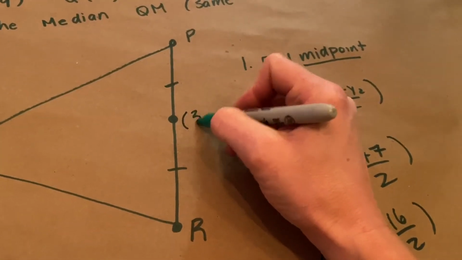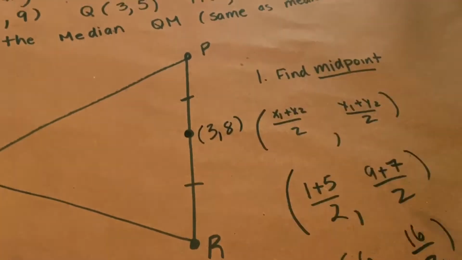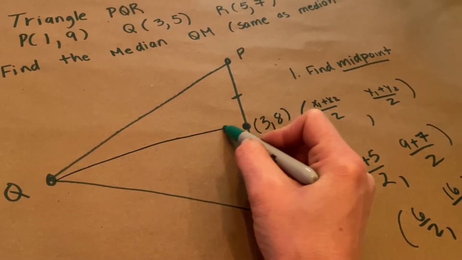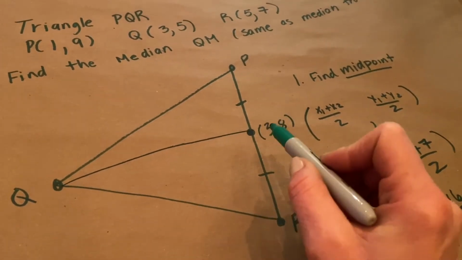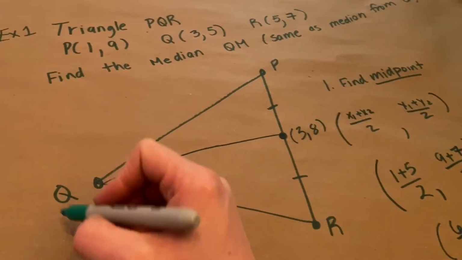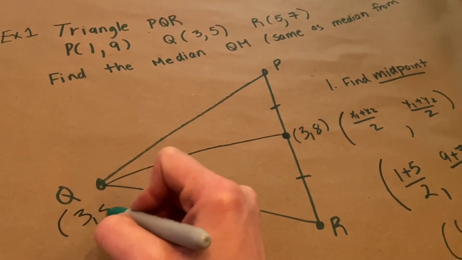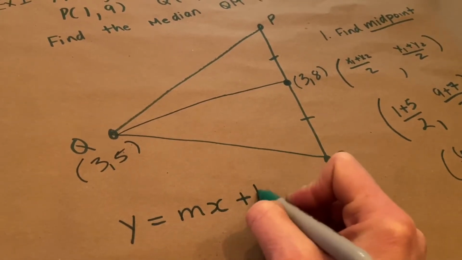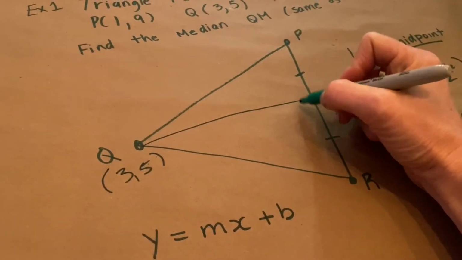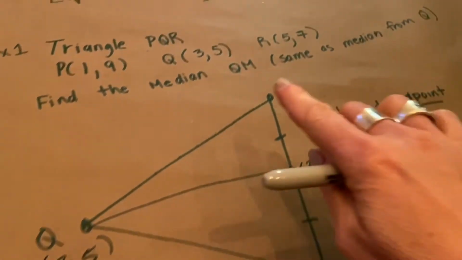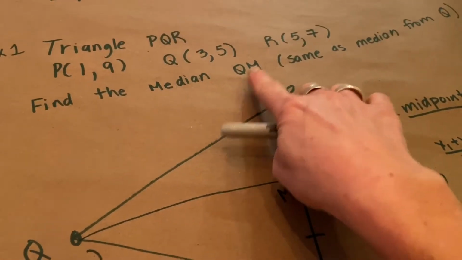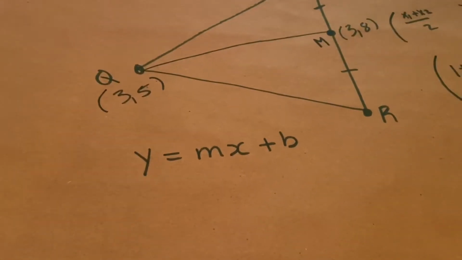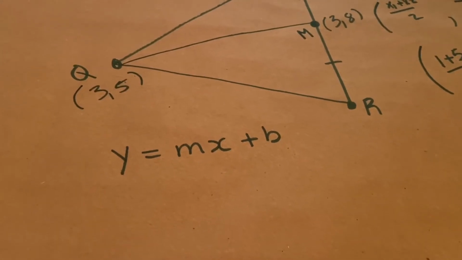Right here, 3, 8. And I want to find the median from Q. The median goes from Q to the midpoint of PR. So let's remind ourselves that Q has the coordinate 3, 5. And I want to find the equation of the line between Q, and we'll call this M for midpoint. That's why in the question initially it said find the median QM. We want to go from Q to M. So I'm going to use my equation in slope y-intercept form. I need to find the slope. Step number 1, find the slope.